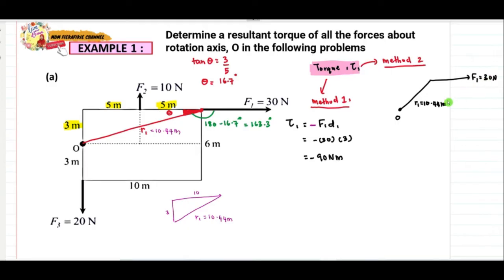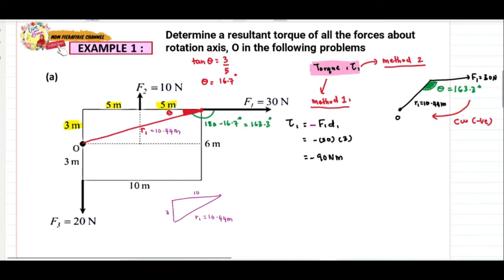Saya percaya ada ramai pelajar yang suka cara macam ini sebab dia terus nampak angle antara R1 dan juga F1. So this is the angle, theta is equal to 163.3 degree, and at the same time we know the direction of the rotation. Dia akan pergi ke sini, so clockwise, so the value should be negative. Daripada pivot point O pergi ke F1, kalau nak patah balik ke O, mana jalan yang paling dekat? Tak mungkinlah anti-clockwise, so dia akan patah ke sini balik, iaitu clockwise direction.